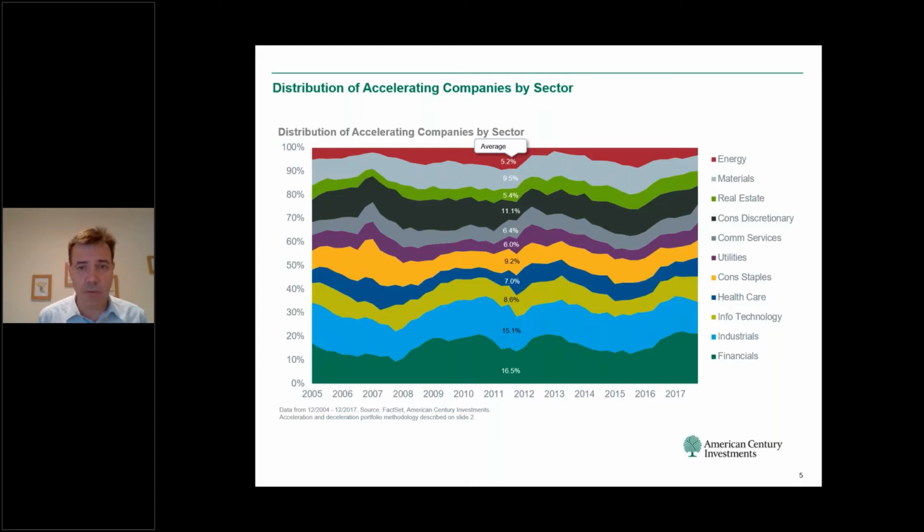And conversely, when there's a shock to the economy, this increases the size of the opportunity set, because we see companies starting from a lower base from which to accelerate their earnings. And you can see some signs of this on this chart.